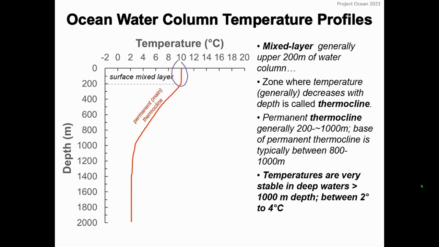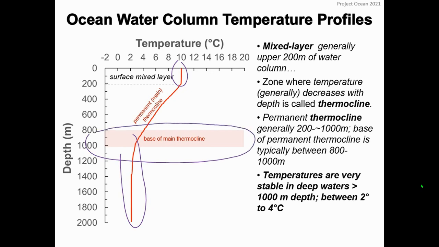Why is this the case? Well, it's because temperatures in bottom waters of the deep ocean are very stable down here, and they're typically between 2 to 4 degrees Celsius. So in the deep ocean, anywhere you go, you're probably going to find that waters below 1,000 meters, or especially below 1,500 meters, are going to be stable between 2 to 4 degrees Celsius, and we're going to see a thermocline that terminates typically around 800 to 1,000 meters. We call this the base of the main thermocline.